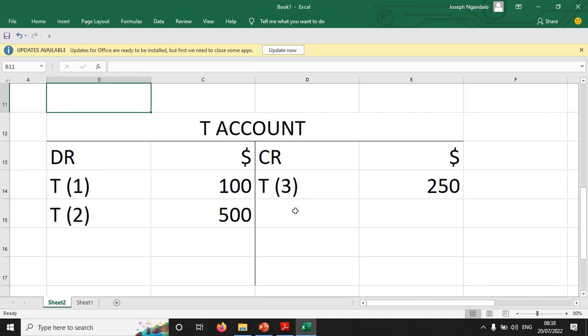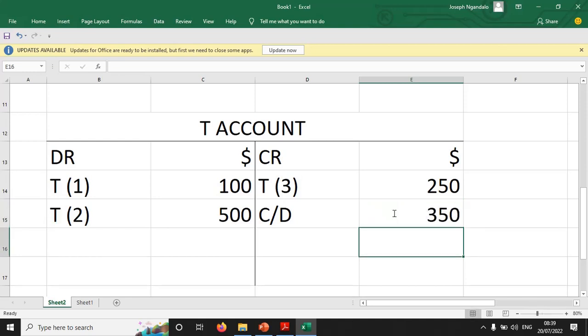Next, find the difference between the two sums. What is 600 minus 250? You said 350? All right. That 350 should be inserted as balance carried down. On which side? The side with the lower total. Is that okay?